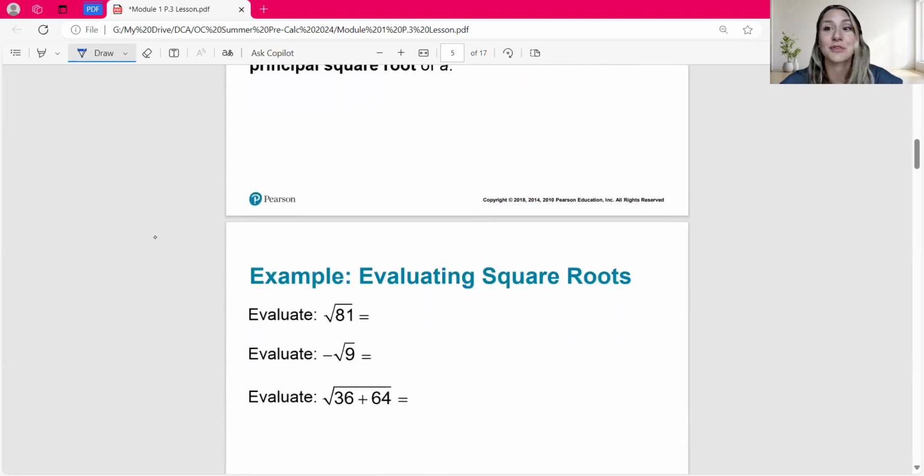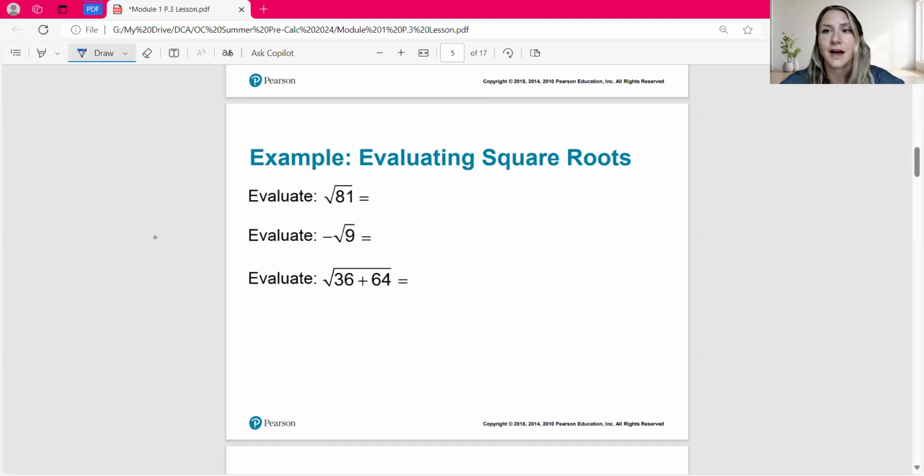So some review problems. The square root of 81, very simple, right? The square root of 81, we know that's 9. We're looking for two numbers that when you multiply it by itself, it equals 81. So 9 times 9 equals 81. Negative square root of 9, that negative is on the outside, so we're going to keep it on the outside. The square root of 9 is just 3. So my answer is negative 3, only taking the square root of what's inside under the radical.